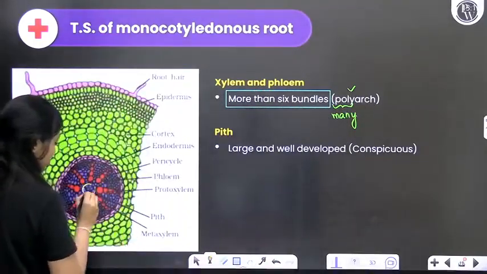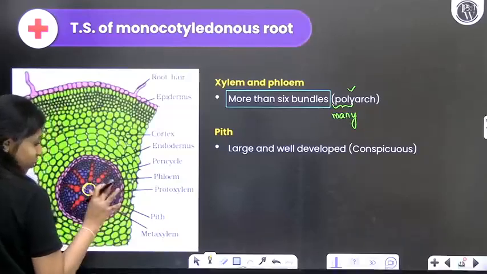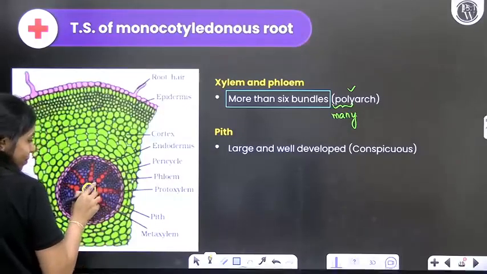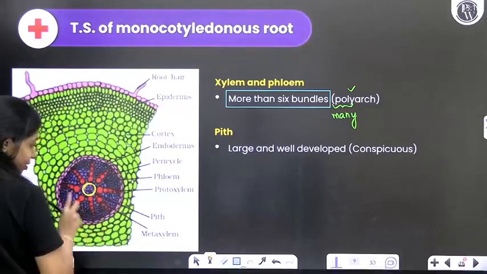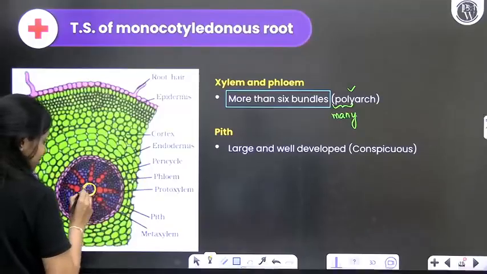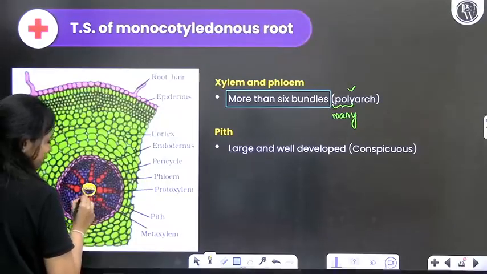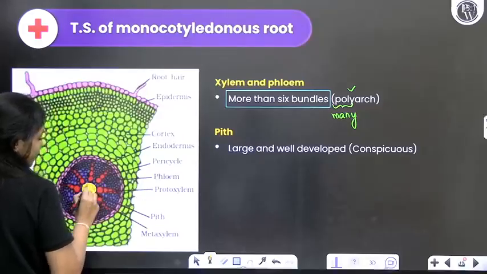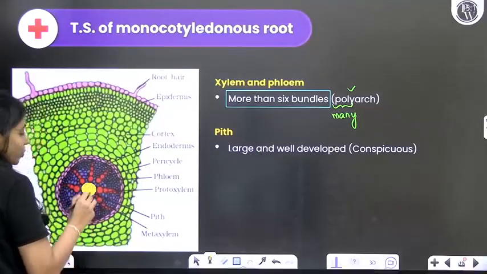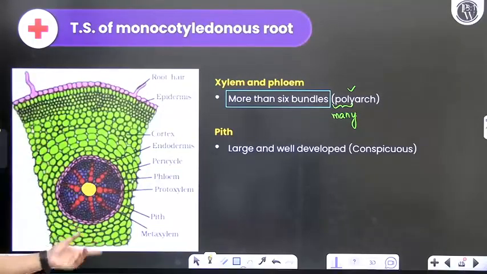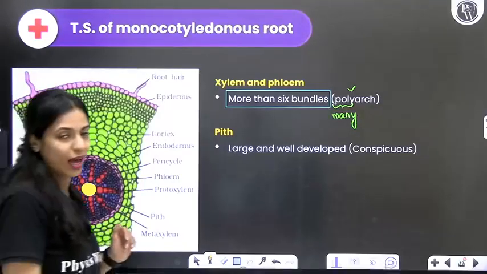Over here, another difference is the pith is more conspicuous. There you cannot see it very clearly. Actually, this diagram is not very good. In monocot root, you can see a bigger pith, but here they've shown it in the same size. But in the text, they've given that pith is inconspicuous in dicot and conspicuous in monocot, but the diagram is not doing justice to it. So that is the only two differences you have here.